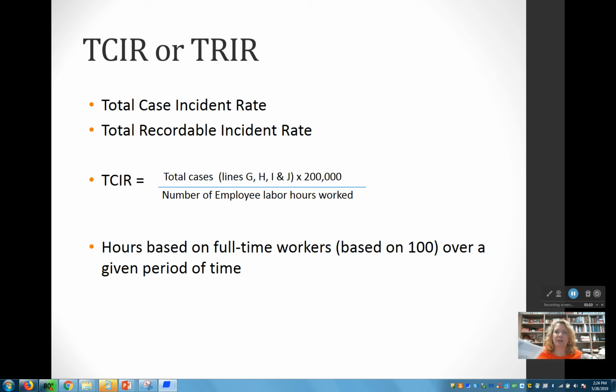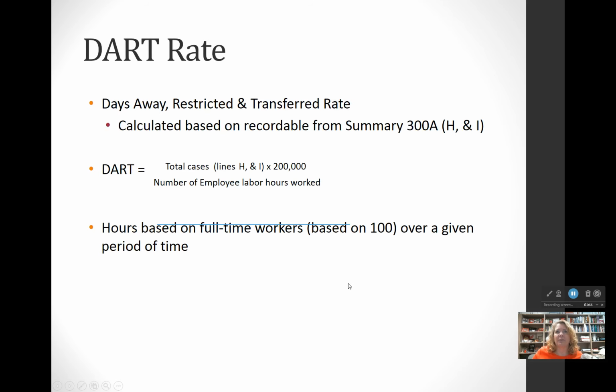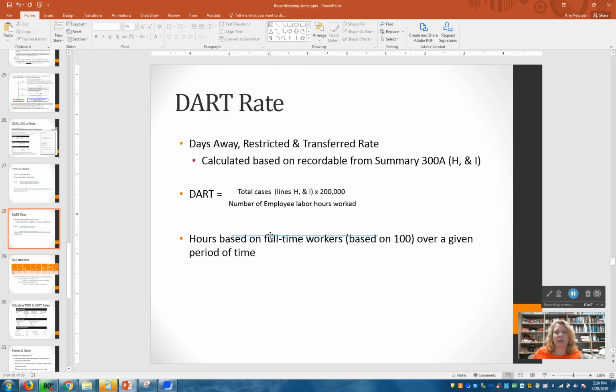That 200,000 is essentially the hours that an average person works in 50 weeks. Given that a person potentially has 2 weeks vacation, they work 40 hours a week times 50 weeks, which is 200,000. Then it's divided by the total number of employee hours, which includes seasonal, part-time, and full-time. This is all based on 100 employees over the time period, which is typically a year.